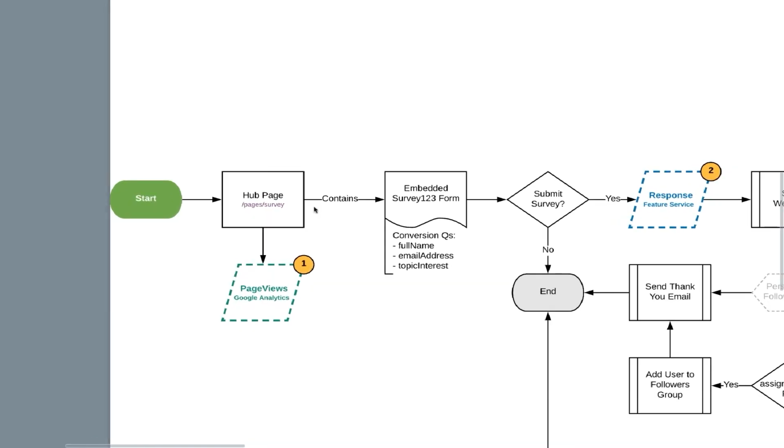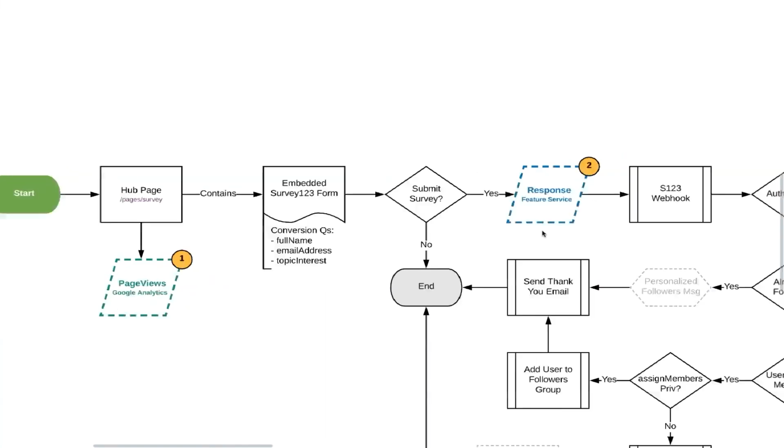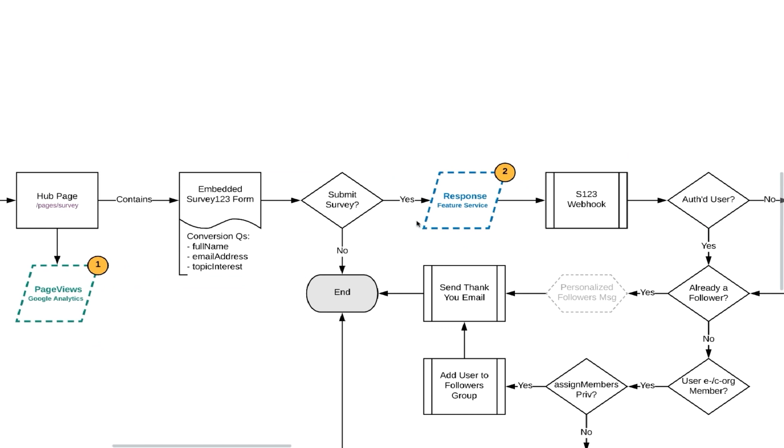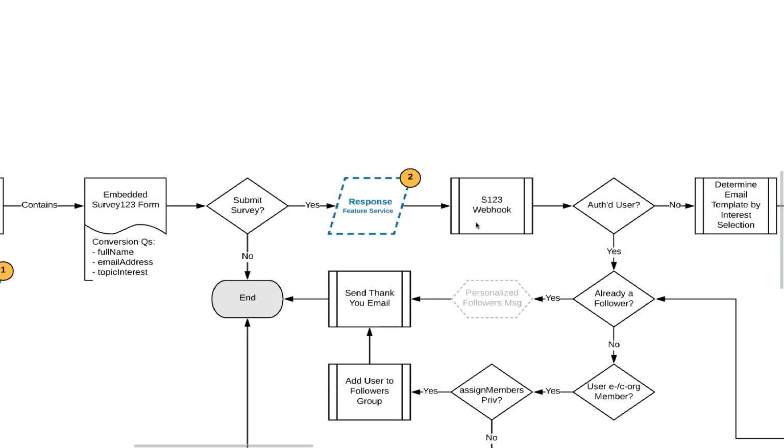So someone comes in, they say, hey, there's a hub page with a survey on it. We're going to log a page view into Google Analytics for that. That's going to contain the embedded Survey123 form, three questions: full name, email address, topic of interest. They can either submit the survey or not. Let's proceed on the happy path. We're going to log the responses in the feature service from there.